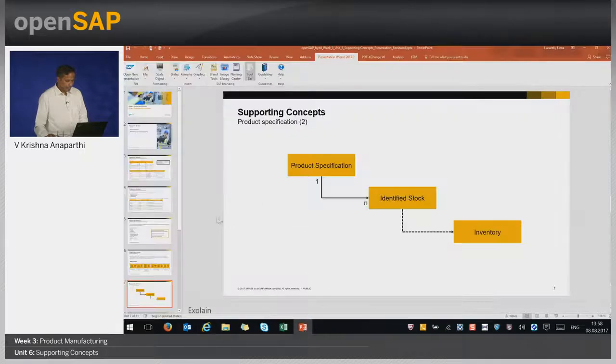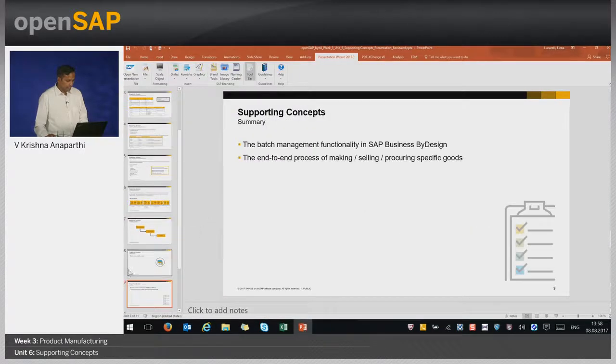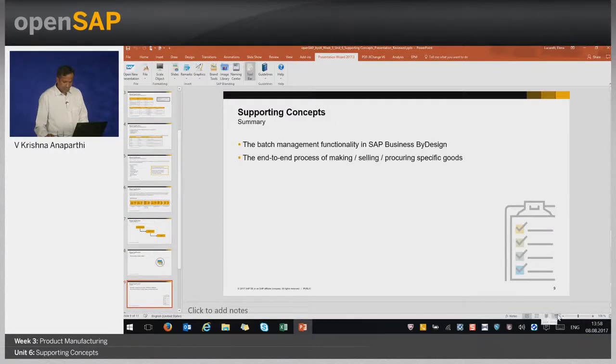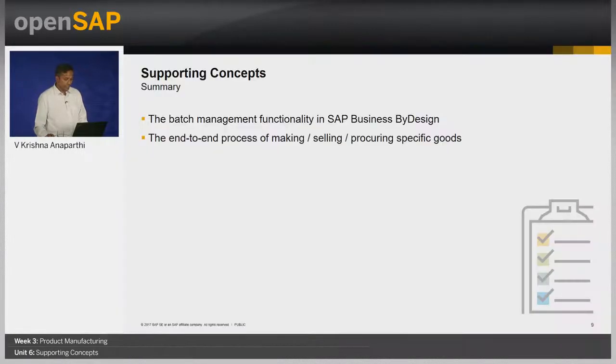With that, let us come back to the slides. That is the end of the demo, and not only the end of the demo, we also come to the end of unit 6. So, to quickly summarize, in this unit we have primarily learned the batch management functionality and also how the PRS will be used in the end-to-end process.